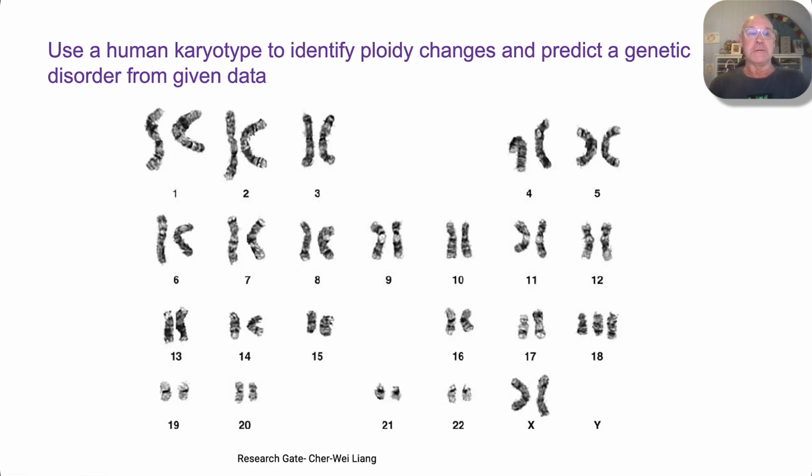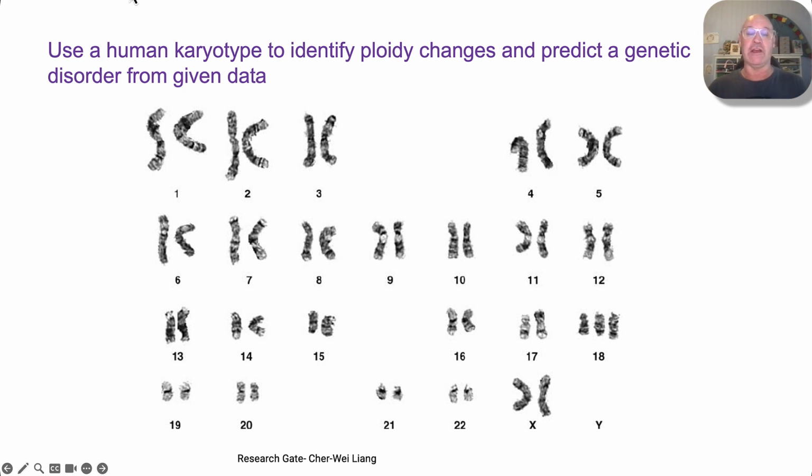So let's have a look at another one. One thing that you need to be able to do, this is from the syllabus, it says you need to be able to use a human karyotype to identify ploidy changes and predict a genetic disorder from given data. So have a look at this karyotype and see if you can identify what the condition would be. So, first of all, is this male or female? You can see this person is female. And hopefully you can see that this is a trisomy. So this one's called trisomy 18, otherwise known as Edwards syndrome.